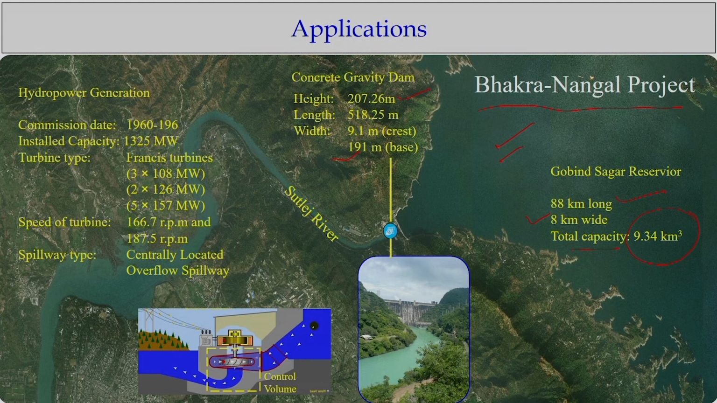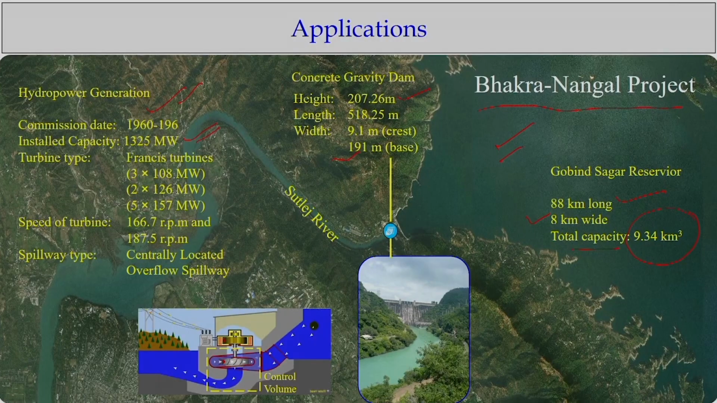What I want to say is that these projects were initiated and commissioned in the early 1950s and 60s, with installed hydropower capacity of about 1300 megawatts. So basic fluid mechanics knowledge is what is used to design such complex hydropower projects.